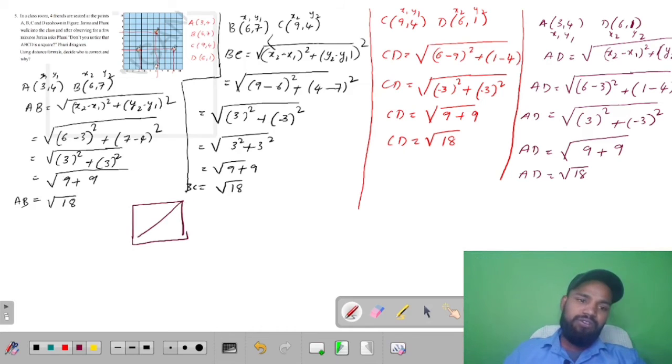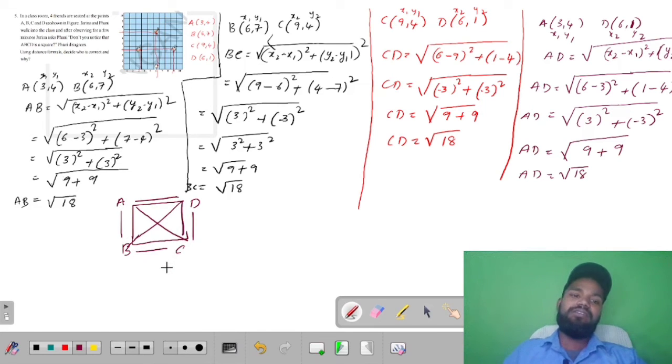Okay. So this is a square. If you consider this as a square ABCD, these are the sides: AB, BC, CD are the sides. This is AB side. This is BC side. This is CD side. This is AD side. Now these BD and AC are the diagonals.